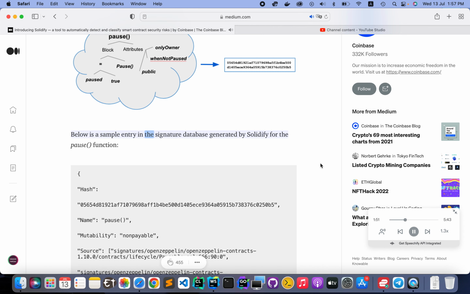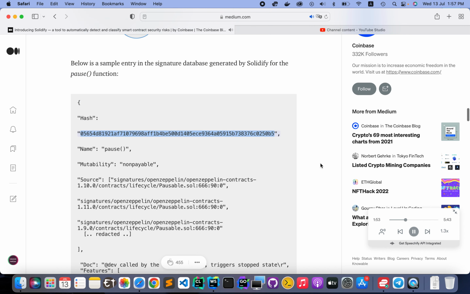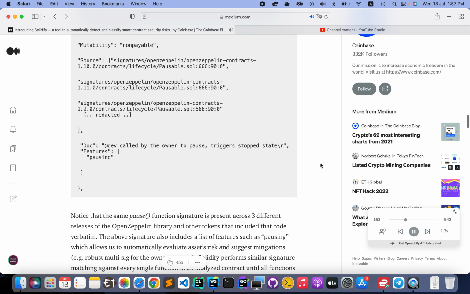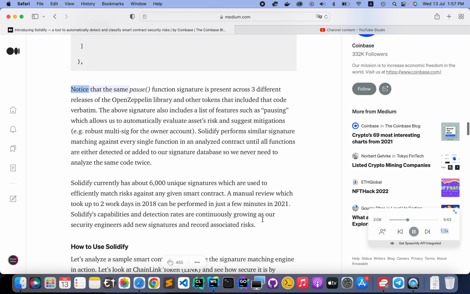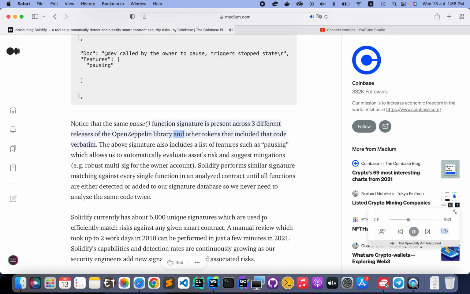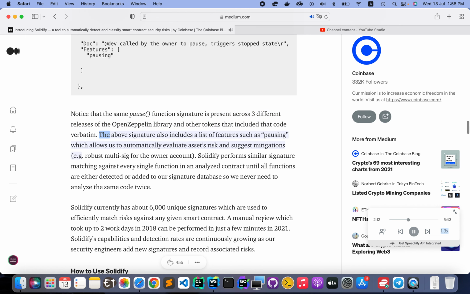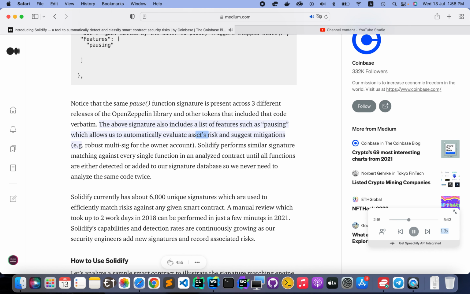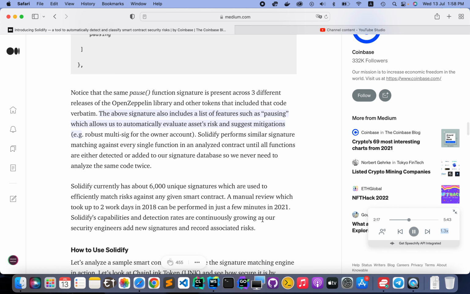Below is a sample entry in the signature database generated by Solidify for the pause function. Hash 05654D81921F710796998F1. Notice that the same pause function signature is present across 3 different releases of the OpenZeppelin library and other tokens that included the code verbatim. The above signature also includes a list of features such as pausing, which allows us to automatically evaluate asset risk and suggest mitigations, e.g. robust multi-sig for the owner account.